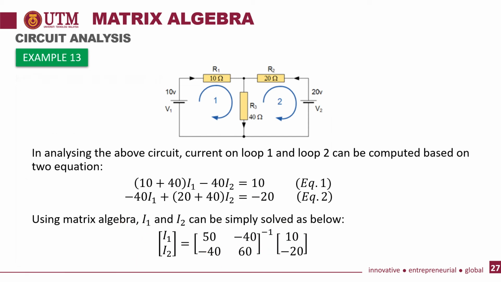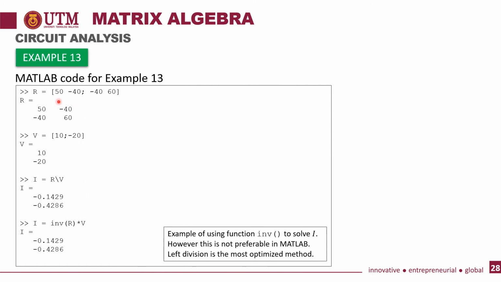Okay, so this is the MATLAB code. It is just a simple code. You initialize the value of R, you initialize the value of V, and then you inverse R by using the left division operator, R inverse multiplied by V, or you can also use inverse R multiplied by V.